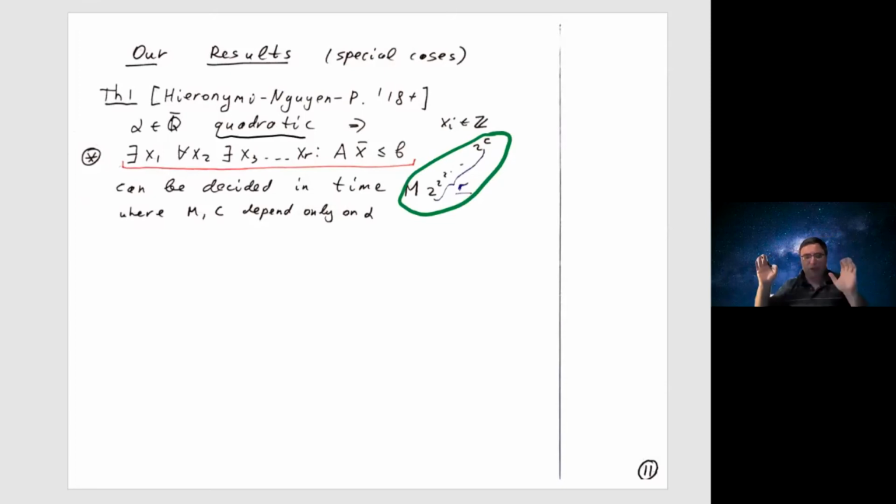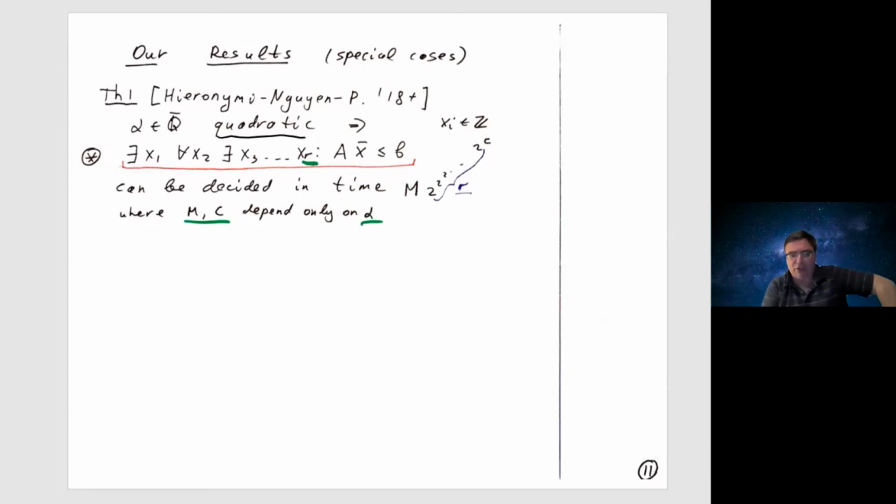Here we cannot get such a small tower, but we know that we can get into a tower of length r, where r is the number of quantifiers. Is this clear? Yeah. And so now m and c, the constants here, depend only on my quadratic rational alpha, and nothing else. So there are really two parameters here, r and alpha. That's all there is.